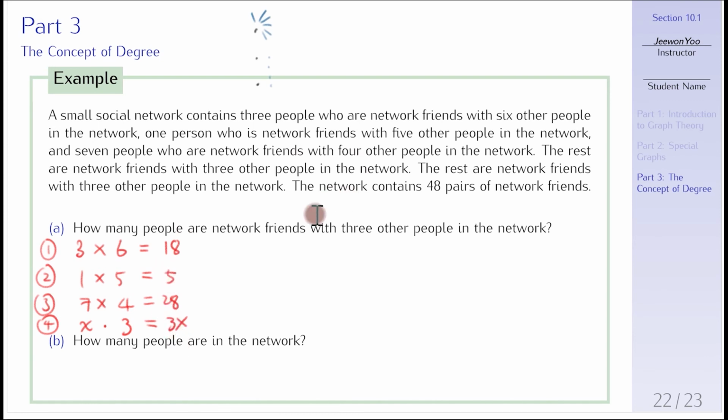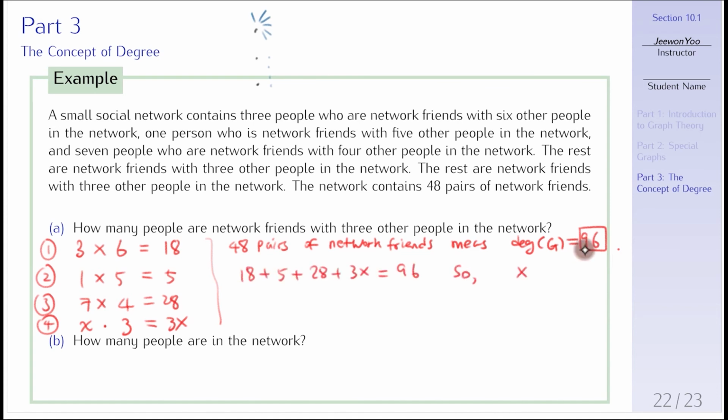However, if you read this sentence here, the network contains 48 pairs of network friends. 48 pairs of network friends means that we have a total of 48 edges. Do you understand? That means the total degree is 96. Now we can find x because we know the total degree of G is 96. I leave you to figure out this algebra. x is equal to 15.